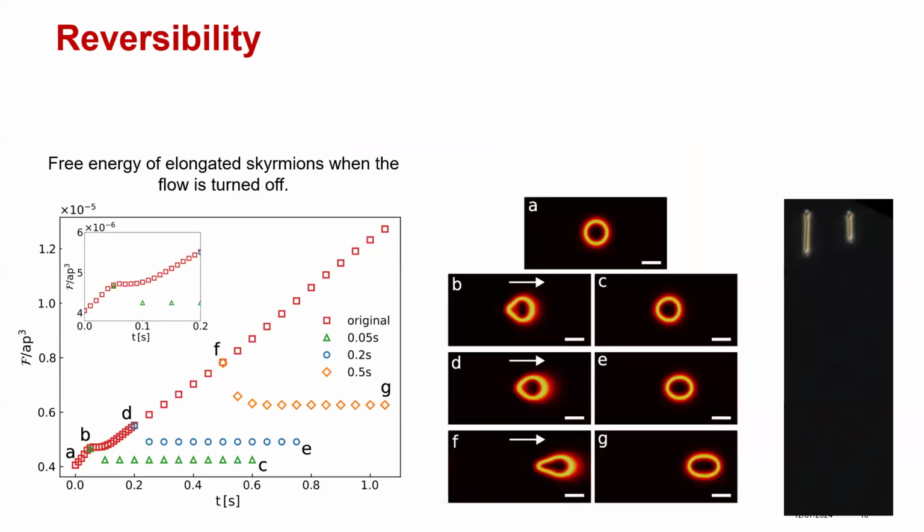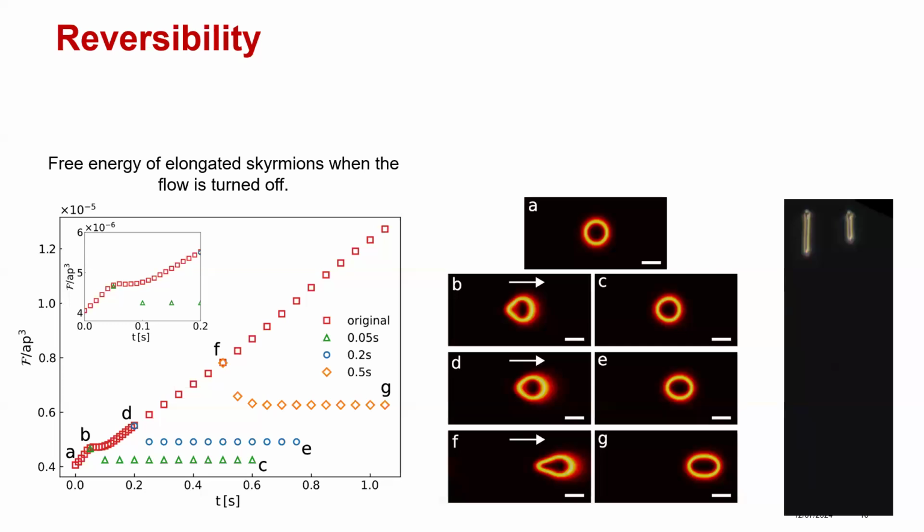Okay, but this model is very simple. There are some limitations, right? One of them is the reversibility of the shape of the skyrmion. So what happens when we turn off the flow? In the simulation, when we have a kind of elongated skyrmion, here it is not so much, but it's kind of elongated. When we stop the flow, stop applying the external force, it becomes more symmetrical, as indicated here. But it keeps the elongation. So the aspect ratio is not 1 as it was initially.